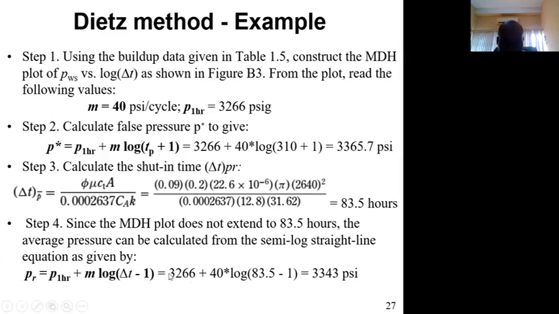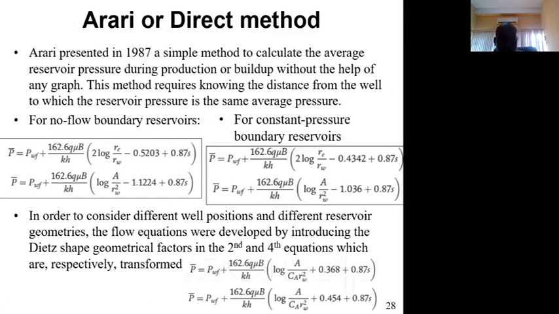P1 hour is read from the MDH plot. This is the slope of the MDH plot, and this is obtained from step 3, and this gives 3343. See that this is still close to the pressures we've obtained. Now, Arari presented a simple method for calculating average reservoir pressure without the use of graphs.